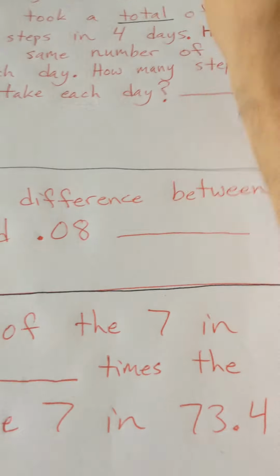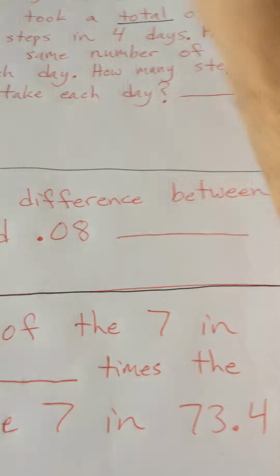So he took a total of 5,277 steps in 4 days. He took the same number of steps each day. How many steps did he take each day? So our answer is going to be steps each day. That's what the question's asking us, so I want to make sure I put that there so that when I go to find my answer, it matches the steps he took each day.